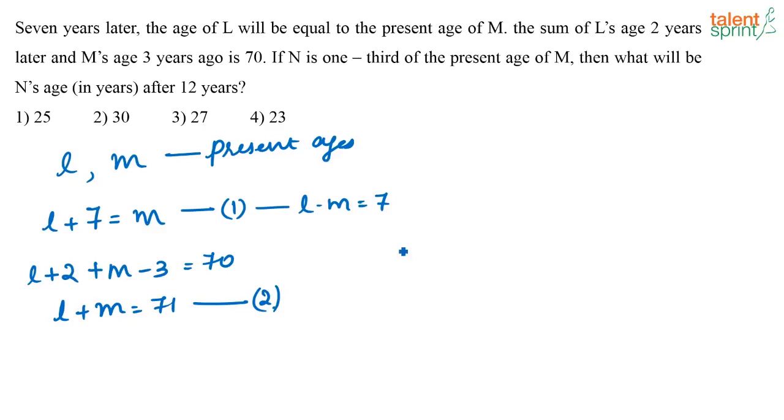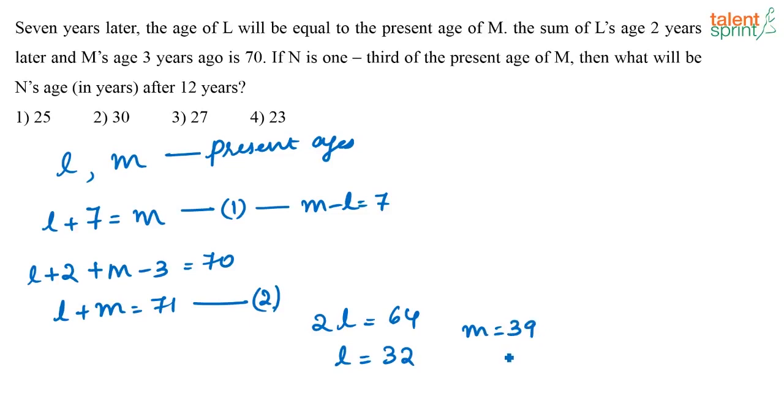So what do you have? If I add these two equations, I have M minus L is 7, correct? M minus L is 7 and I have L plus M is equal to 71. So if I add these two, what do I get? I get 2M. If I want to find out L, I will get 2L is equal to 64, or L is equal to 32. So what is M? M is equal to 39.